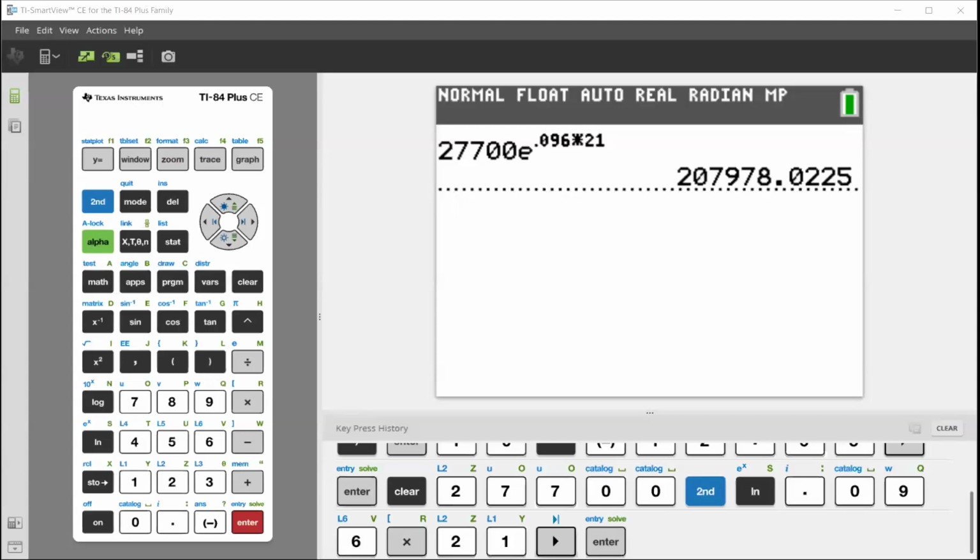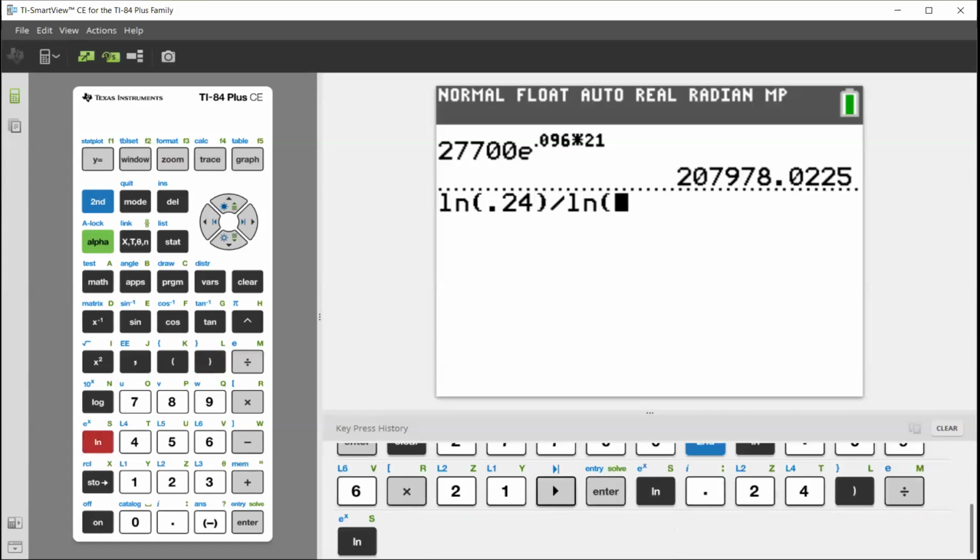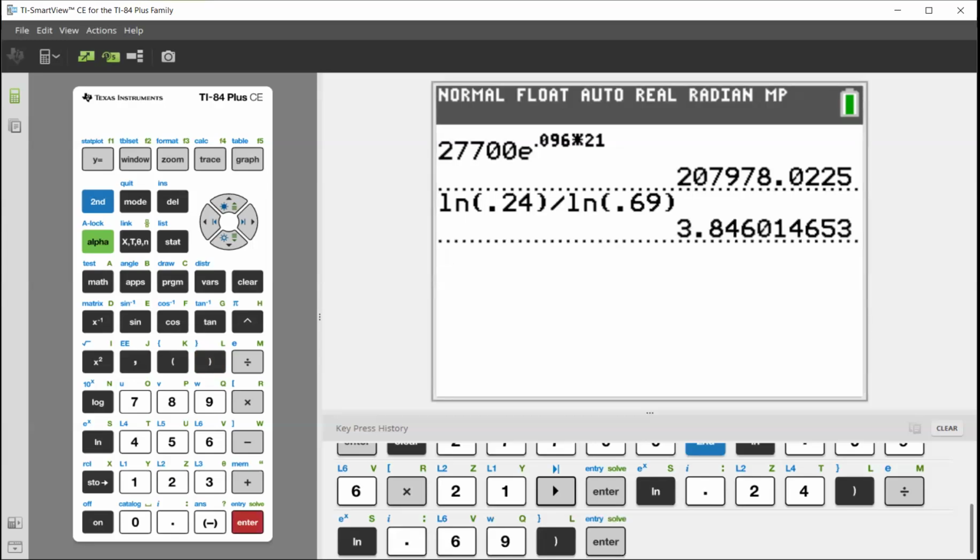I need to share the calculator. ln of... what's the value again? 0.24, divided by ln 0.69. Okay, keep 4 decimal places. 3.8460, because 1 is less than 5, round it down. 3.8460.